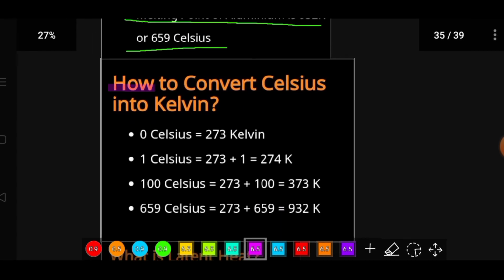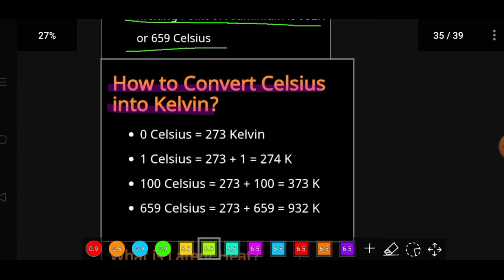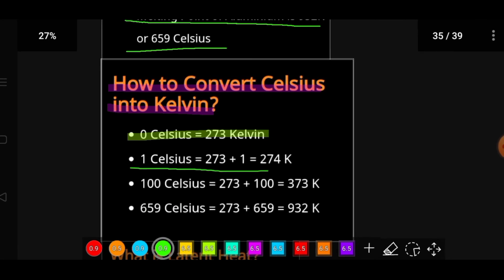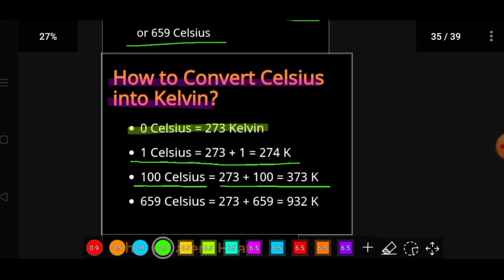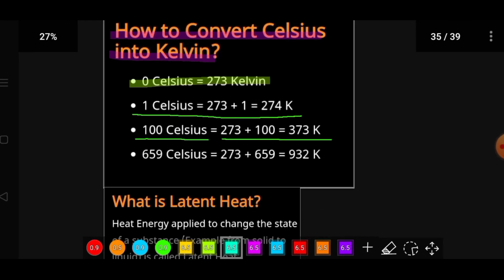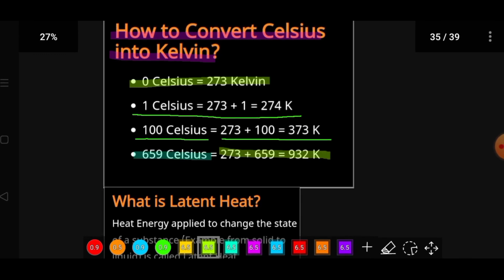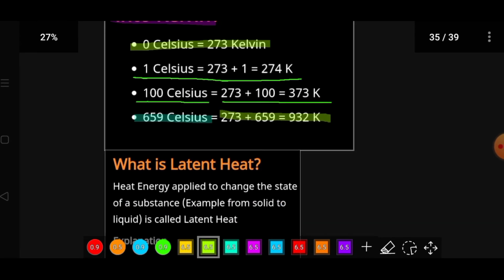How to convert Celsius into Kelvin? 0 degrees Celsius is equal to 273 Kelvin. 1 Celsius is equal to 273 plus 1, that is equal to 274 Kelvin. 100 Celsius equals 273 Kelvin plus 100, which is equal to 373 Kelvin. 659 Celsius is equal to 273 Kelvin plus 659, which is equal to 932 Kelvin.